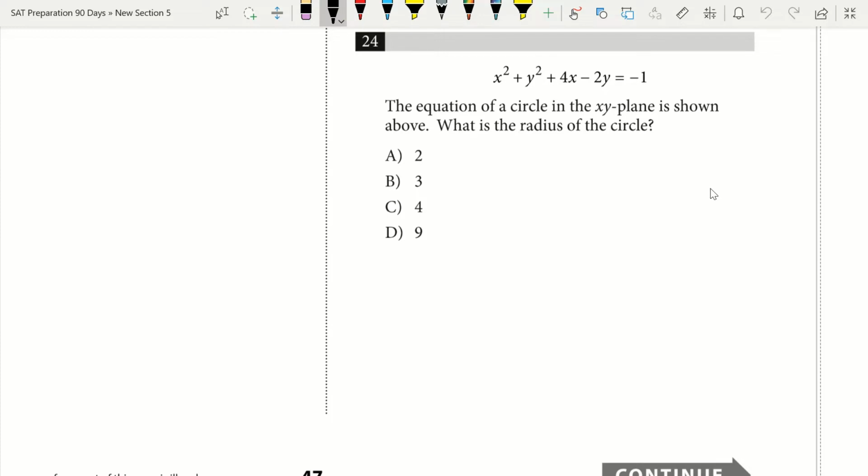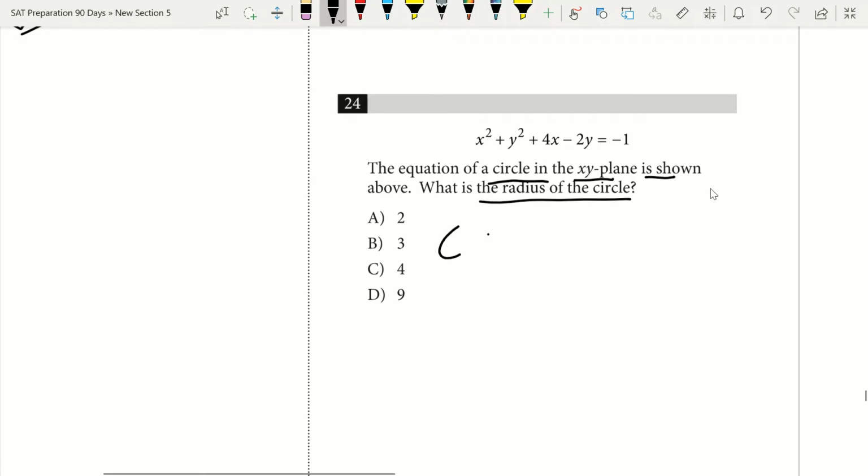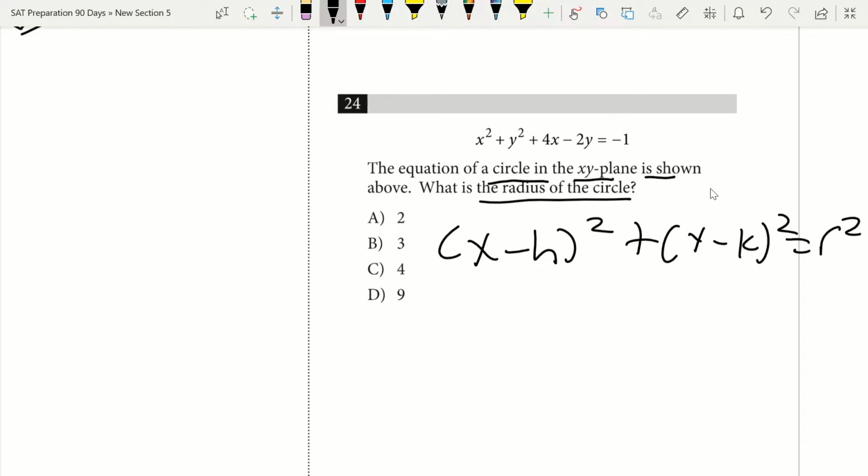We've got an equation above. We're told the equation of a circle in the xy plane is shown above. What's the radius of the circle? All right, so we know that our equation for a circle is (x minus h) squared plus (y minus k) squared equals the radius squared, where our center is (h, k).